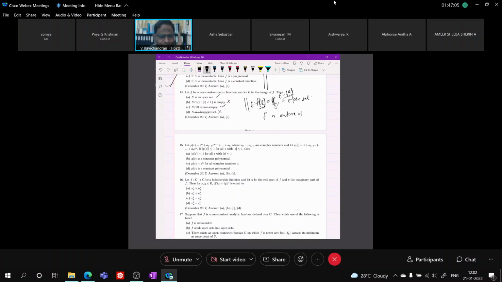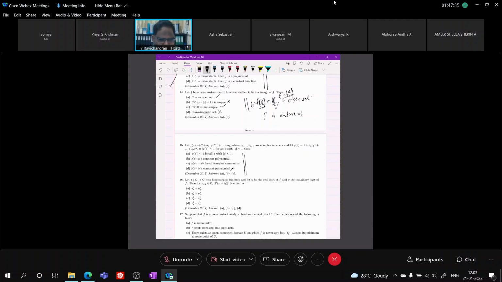And this question is something to do with Schwarz lemma. Let us see. You are given a polynomial where the leading coefficient is 1. So this is definitely a non-zero polynomial. P is a non-zero polynomial. So you go and put a cross mark here, because P is a constant polynomial is what is given here.